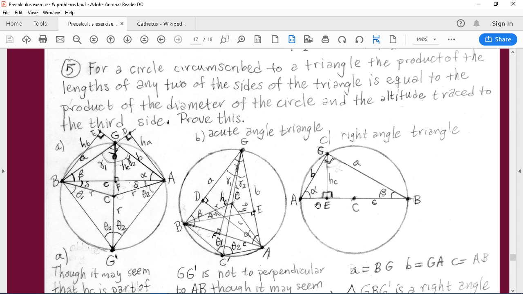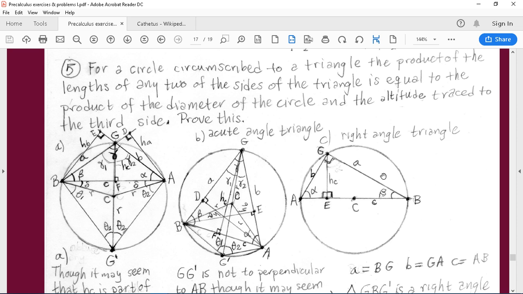Okay, the same type of result can be obtained if we choose the two sides being GA, that is lowercase b, and lowercase c, which is D, the diameter of the circle. So the product of GA times AB is simply lowercase b times lowercase c, which is equal to b times uppercase D, the diameter of the circle. Now, which is the third side? The third side is GB, which is lowercase a, and the altitude traced to that third side is simply GA, which is b. So the product of the sides is simply the product of the altitude times the diameter.